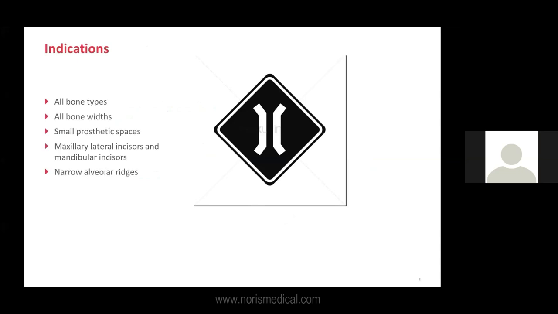As I said before, the implant is indicated for all bone types, all bone widths, small prosthetic spaces, as well as large prosthetic spaces. And of course, their original objective, which is to replace maxillary lateral incisors, mandibular incisors, and of course, in narrow alveolar ridges. Now, when we have the option to bend the implants, a large variety is added.